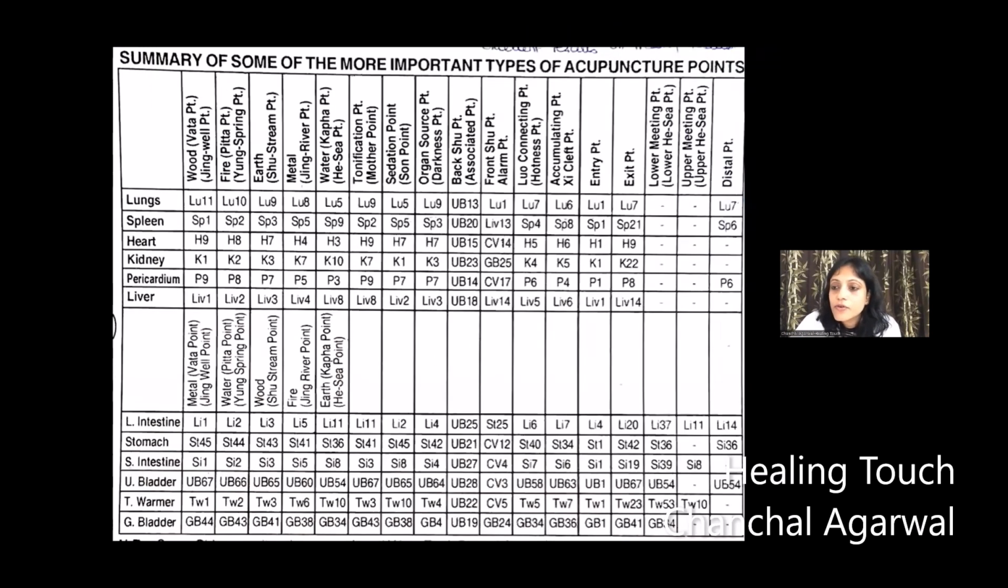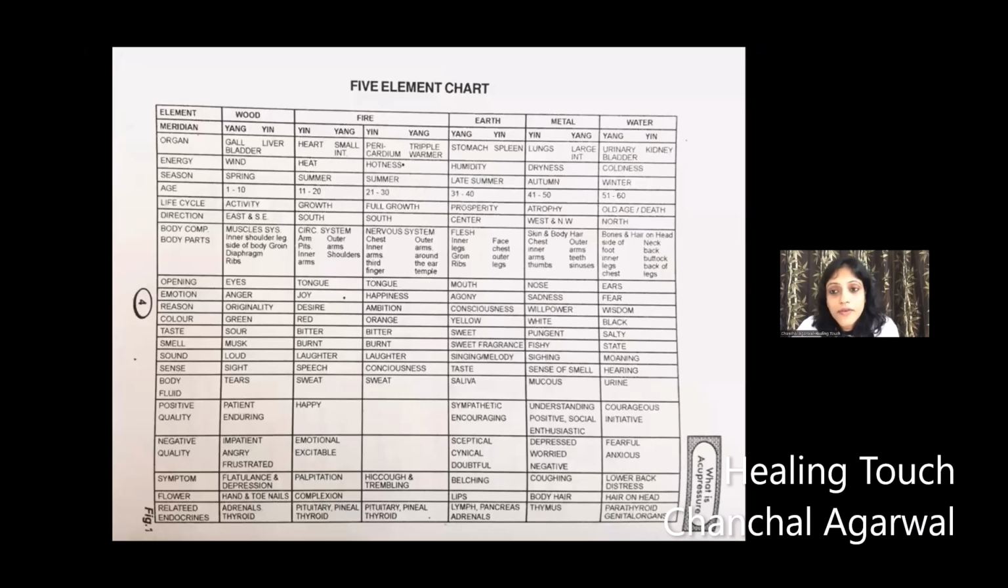Very, very important. Now, don't ask me how to remember these points. Find out your ways of learning, understanding and remembering these points. These are very important points. And this is another table, which is also very important from the exam point of view. So these 2 tables have most of the answers to all the questions that may be asked to you, because they have all the distal points, all the front shu points, all the back shu points, all the 5 element points, all the colors, all the energies, all the organs, everything compiled in these 2 tables.